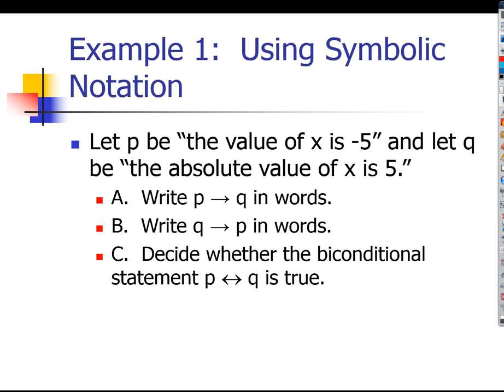Okay, Maisie, how do we do A? If the value of x is -5, then the absolute value of x is 5. Good. Okay, just a regular conditional statement, if P then Q. How are we going to do part B? First of all, what is part B? Kirk, what would you call that? If this is our conditional, what's that going to be? Converse. Converse, good. Okay, how would you say it? If the absolute value of x is 5, then the value of x is negative.